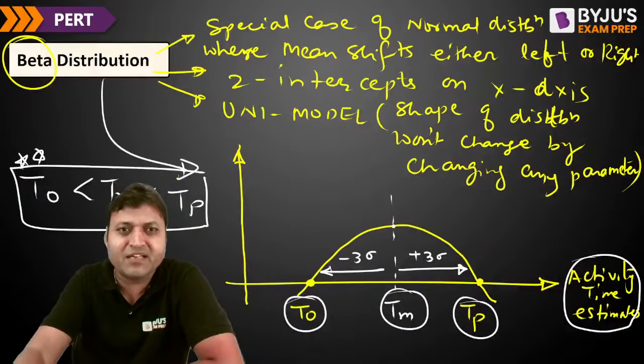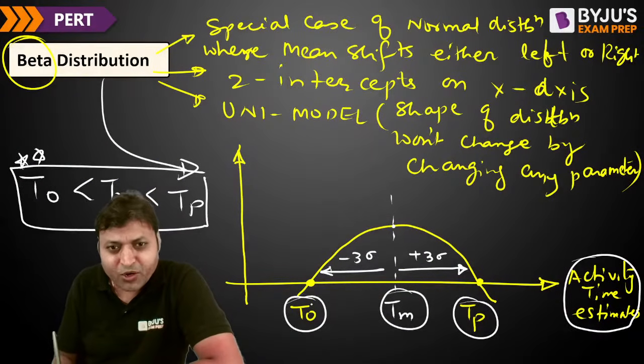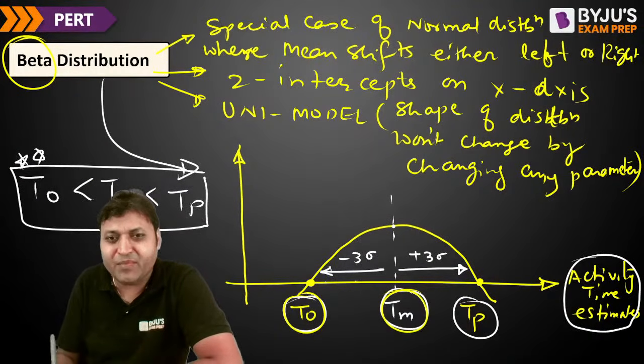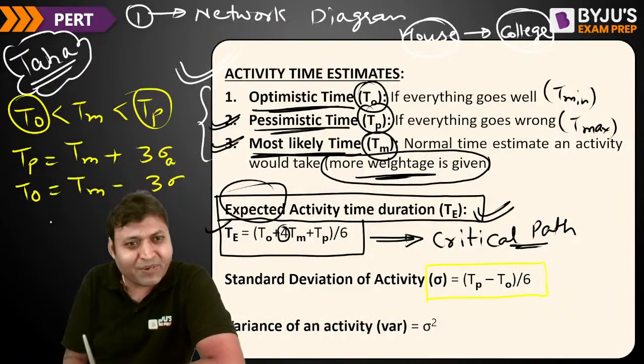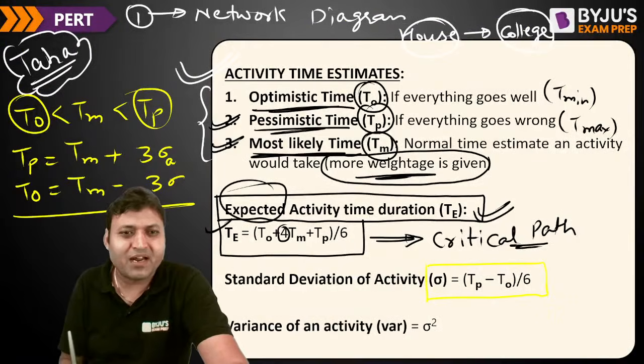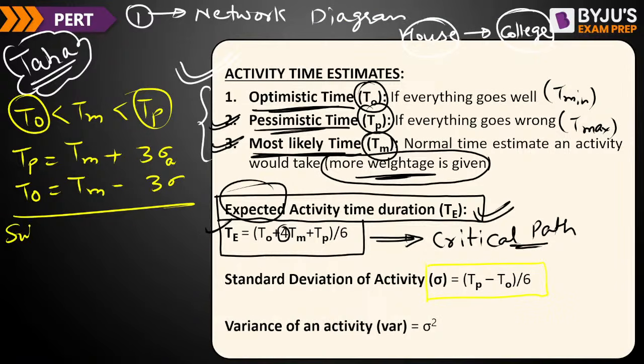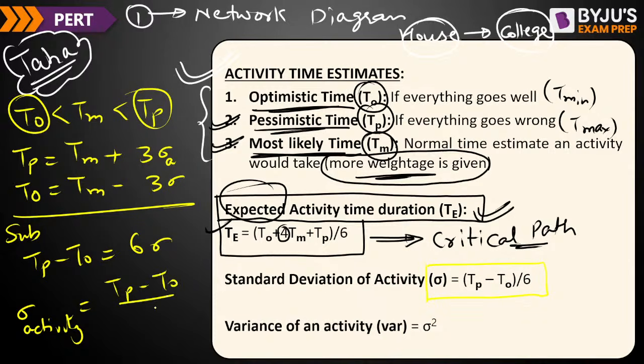If you see the previous, TO is equal to TM minus 3 sigma, and TP is equal to TM plus 3 sigma. If you subtract these two, then we can say TP minus TO is equal to 6 sigma, or sigma for an activity is calculated by (TP minus TO) divided by 6. That is how we can find the standard deviation for any activity.